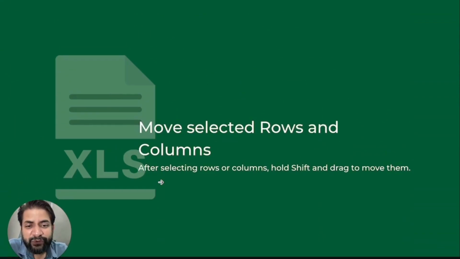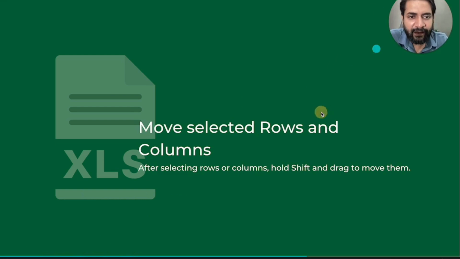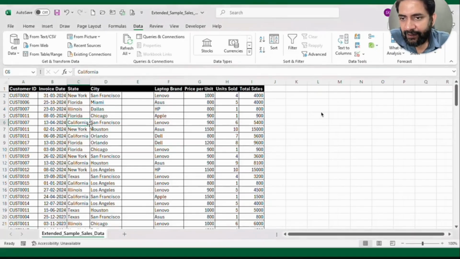We're talking about moving selected rows or columns. After selecting rows or columns, what you do is hold the Shift key and drag. This time you have to use the mouse, sorry for that, but that's how it works. I'll move myself to the top, come back here, and here it is. I select a bunch of cells that I want to move, and then I use Shift and drag and drop. That's pretty much what I'm talking about.